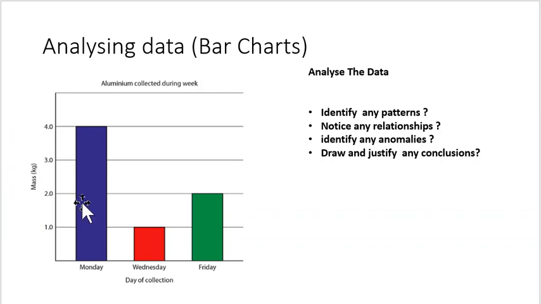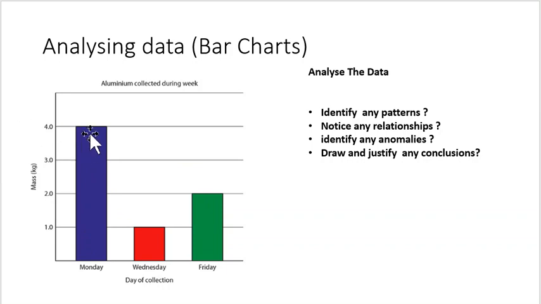So we can see one pattern. What's happening as we move through the week? The amount of aluminium being collected is being reduced. Okay, it's reducing, and it's actually reducing dramatically. Monday seems to be the day that the most aluminium comes in. So Monday is the day when we have a lot of aluminium being collected.